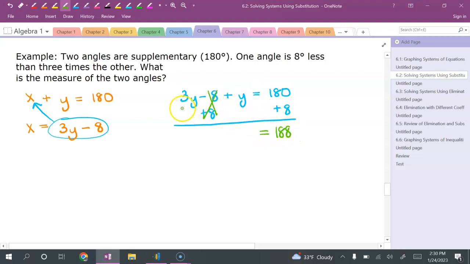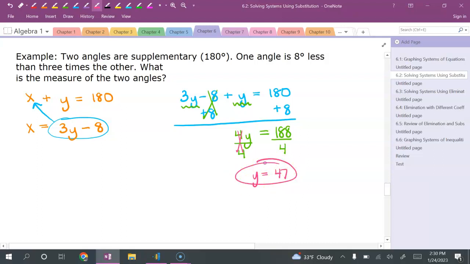The other thing that I can do is I see a 3y and I see a y. So I'm going to go ahead and combine those and write 4y. Then I'm going to divide by 4 on both sides. So y is going to come out to be 47. So there's one of your angles.